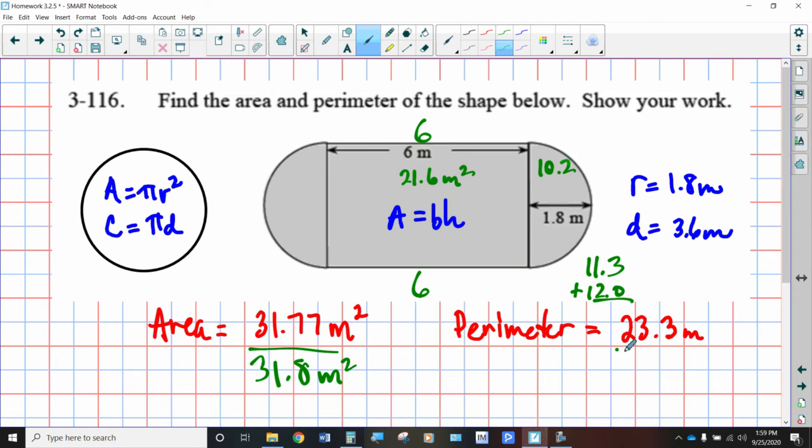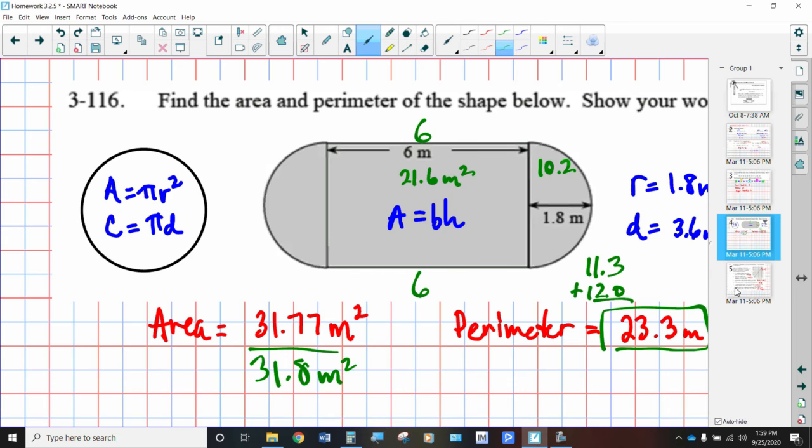gives you 23.3 meters. So these are complex shapes, but almost all complex shapes can be broken down into recognizable parts. Rectangles, circles, triangles. If you know the formula for rectangles, triangles, and circles, you can pretty much find the perimeter and area for most shapes, because most shapes can be broken down into those three particular types of shapes.